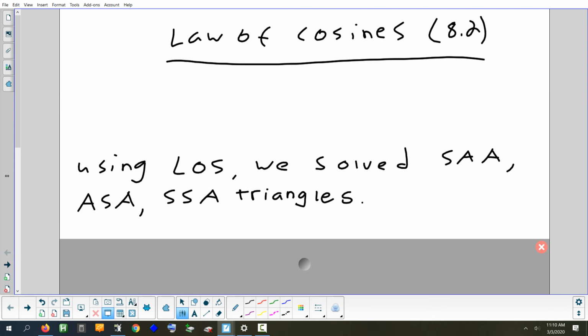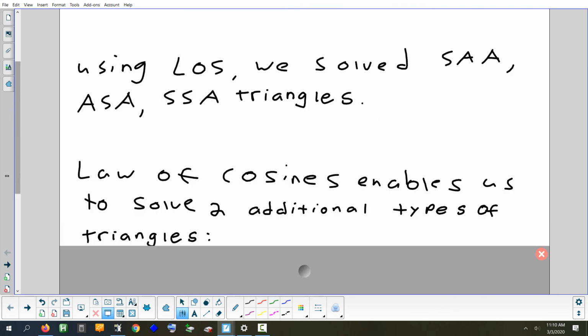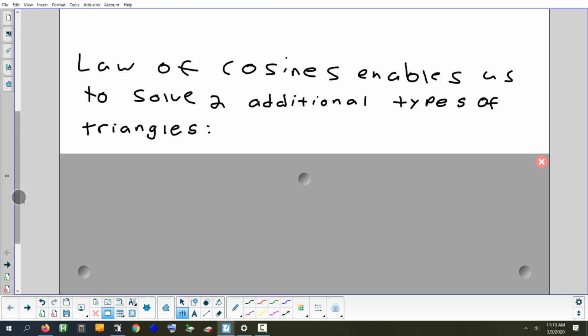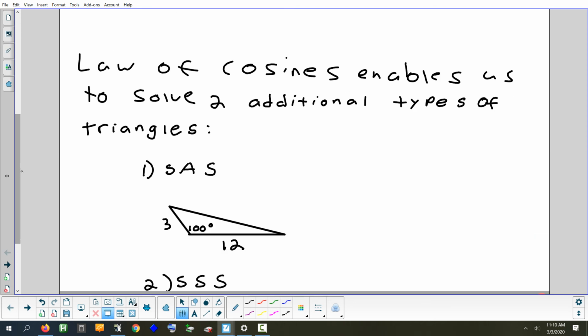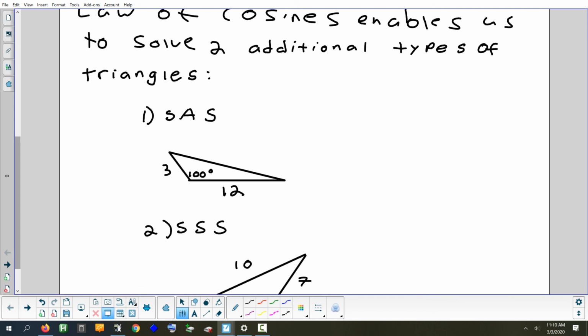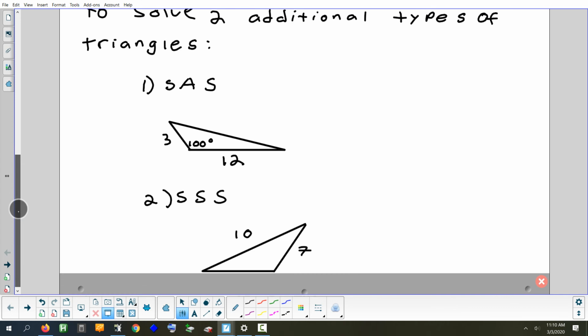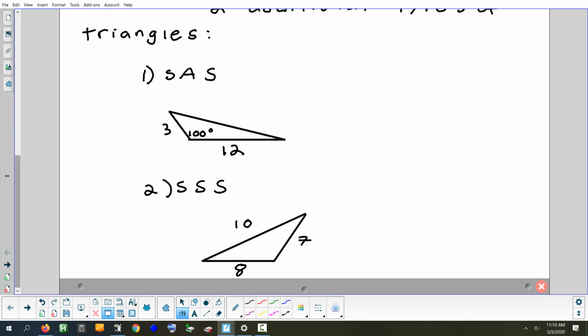All right, so those are the 3 types of triangles we've done so far. Law of cosines allows you to solve those 2 types. And if you're thinking we've already done 2 sides and an angle, we have, but we've never done it where the angle was between the 2 sides. It was always outside the 2 sides. So that's an example of side angle side. And that's an example of side side side.